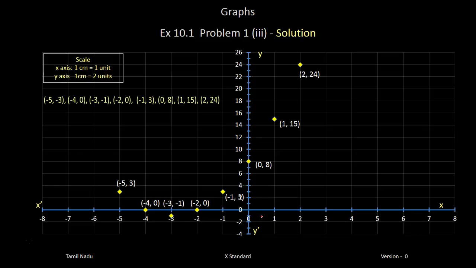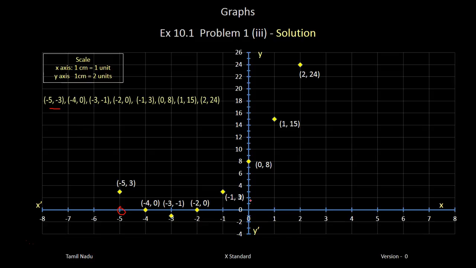Now we have written the values and units along the x-axis and the y-axis. It's ready to plot the points. So we have the points (-5, 3), (-4, 0), (-3, -1) from our earlier calculation. Let's take the first point, x is equal to -5 and y is equal to 3.